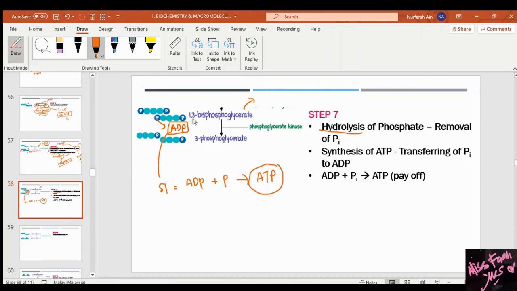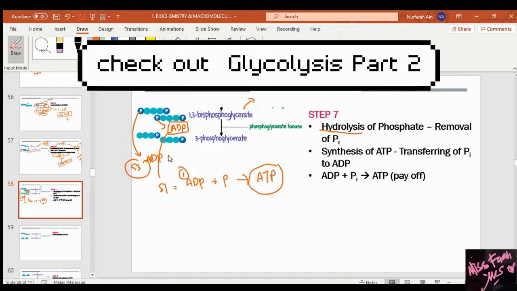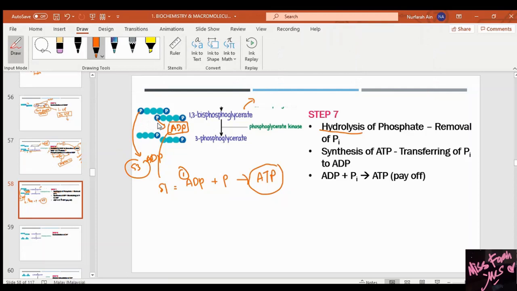Since we have two molecules of 1,3-bisphosphoglycerate, this phosphate is also given to another ADP. Remember, in the third step we also used our own ATP from our own reservoir. So we give this phosphate group from another molecule of 1,3-bisphosphoglycerate and react it with ADP, therefore forming an ATP. We invested two molecules of ATP, so in step 7, we pay back. Step 7 involves hydrolysis as well as phosphorylation.